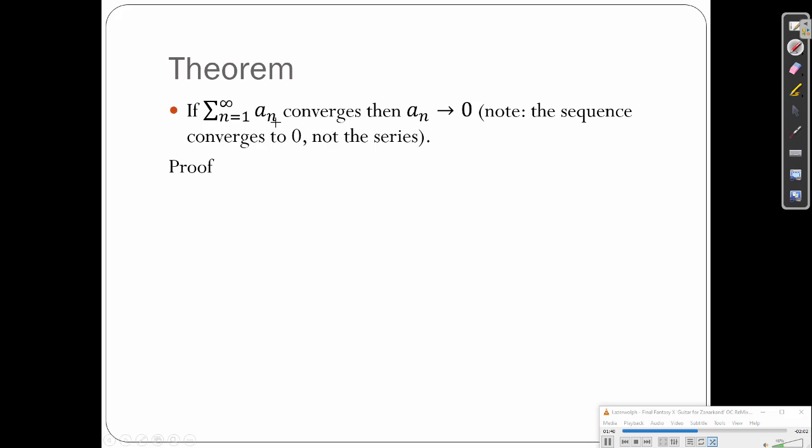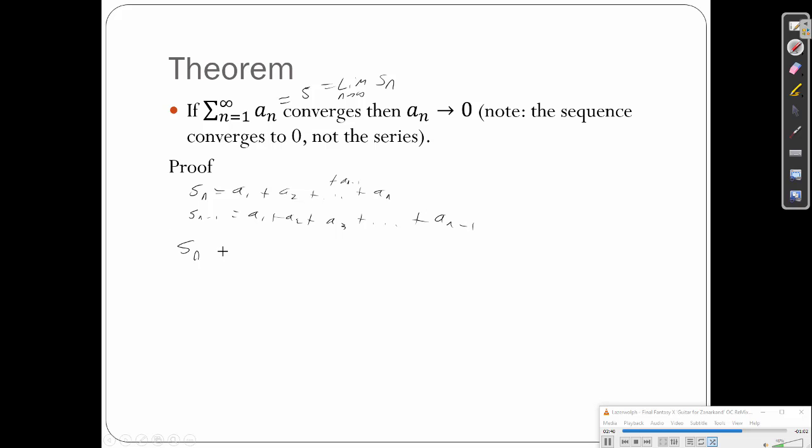But the proof of this is pretty simple. If this converges, then it equals some sum s, which is the limit as n goes to infinity of the sequence of partial sums. So we just say, s sub n equals a sub 1 plus a sub 2 plus dot dot dot plus a sub n. And then let's say s sub n minus 1 would be a sub 1 plus a sub 2 plus a sub 3 plus dot dot dot plus a sub n minus 1.